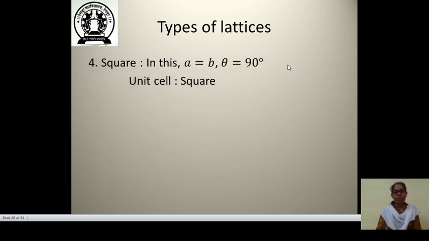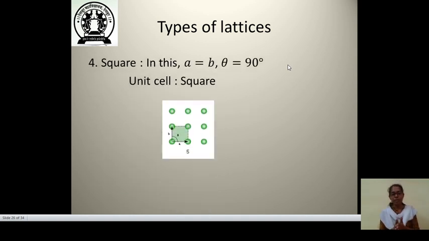After that, square. We know the square. For square, A is equal to B and the angle between the two is 90 degrees. This is our usual A equal to B and theta equal to 90 degrees. This is the fourth lattice in two dimensions. There are actually four lattices in two dimensions. The first one is the oblique, the second one is the rectangular, the third one is the square, and the fourth one is the hexagon.